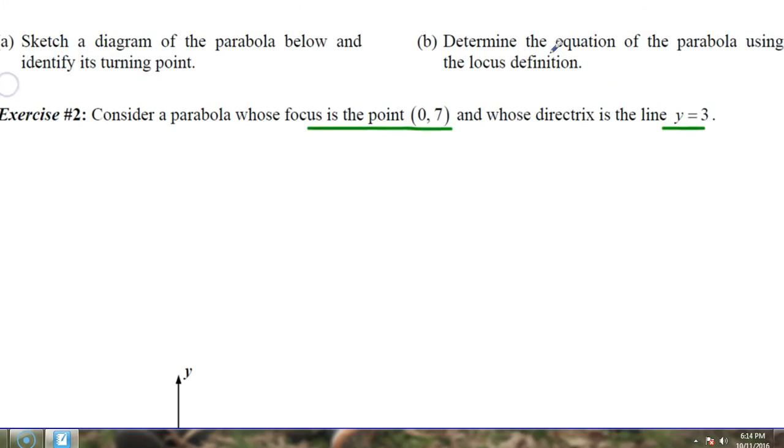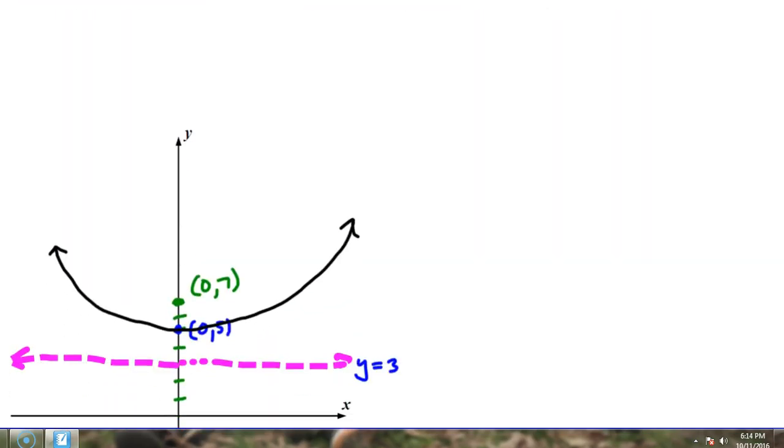And now we're ready to work on part B, which is to determine the equation of the parabola using the locus definition. And basically we're going to do the same thing every time. We're going to find the distance from any point to the directrix, and then from any point to the focus. So if I take an arbitrary point, call it (x, y), its distance to the line y equals 3 is whatever the y value is minus 3. So let's say the y value is 10, the distance would be 7, right? So this distance is y minus 3.